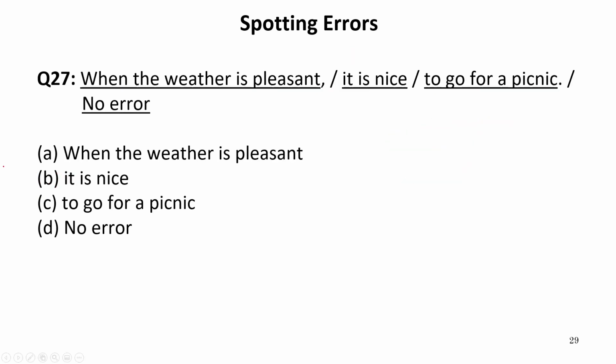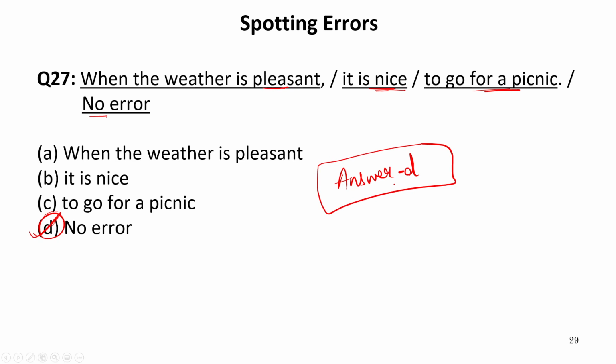Now let us move to the next one. When the weather is pleasant, it is nice to go for a picnic. When the weather is pleasant, it means it is fine. It is nice. This sentence is in present tense. It is nice to go for a picnic. The entire sentence is absolutely correct. There is no error at all. So our answer will be no error. So it is given in D part. So our answer is D part. This is another form or another pattern of spotting errors that we find in exams.